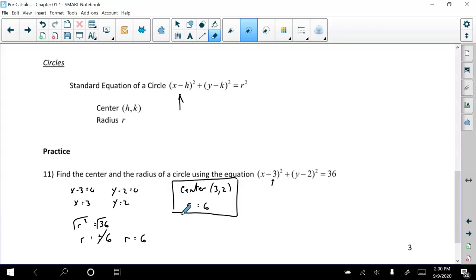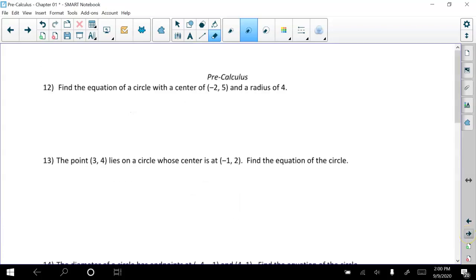On the next page, find the equation of a circle with a center of (-2, 5). So those are our values for h and k, and the radius is 4, so that's r. So our equation of a circle is x minus h squared plus y minus k squared equals r squared. Be careful of your signs. It's x minus a negative 2 squared plus y minus 5 squared equals 4 squared.